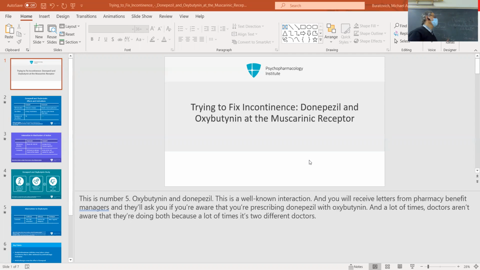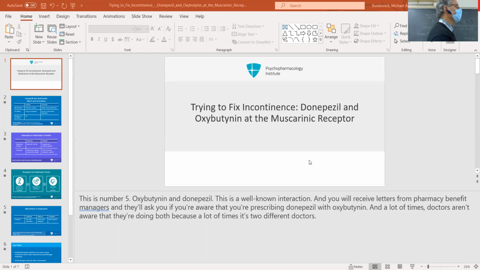And you might think about why this is the case. Why it's the case is that the detrusor muscle of the bladder has muscarinic receptors in it. So the bladder, the detrusor muscle, has these M3 receptors.